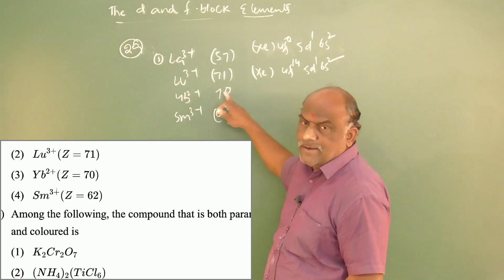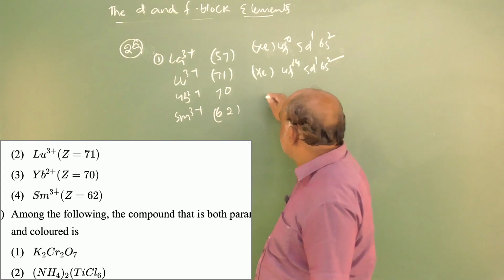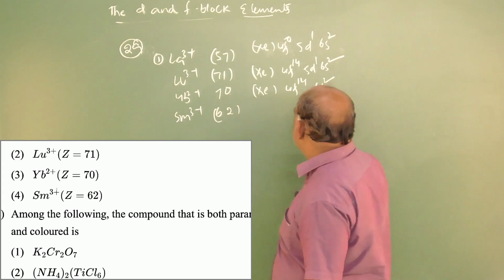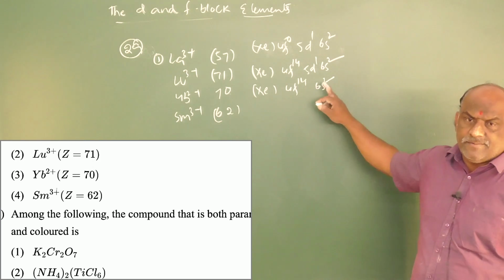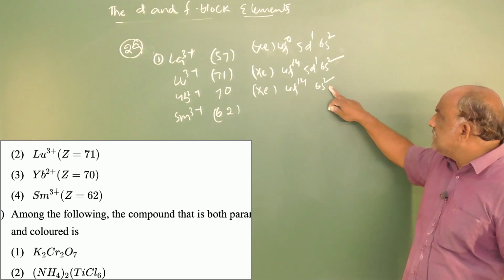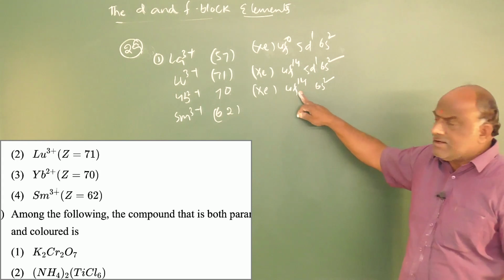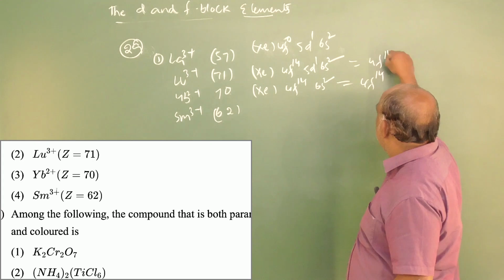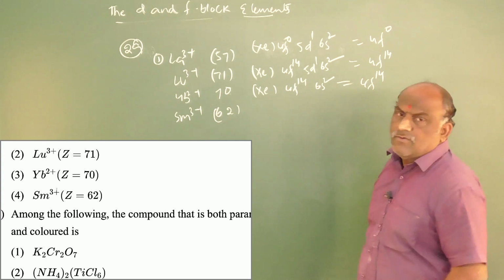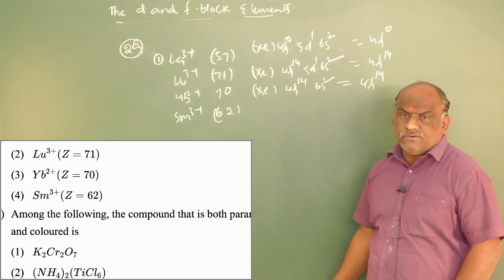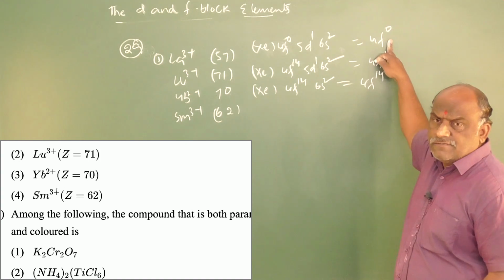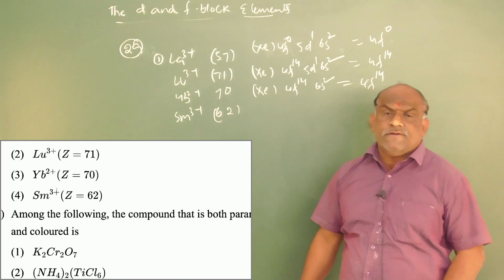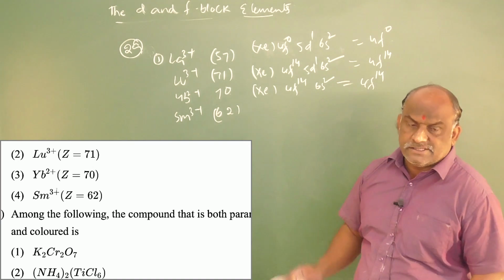Coming to ytterbium 2+, the configuration is xenon 54 4f14 6s2. Removal of 2 electrons from this, here also we get a stable electronic configuration, 4f14. For La3+, the configuration is 4f0. The 4f0 and 4f14 configurations are diamagnetic substances. Those with unpaired F electrons are considered paramagnetic substances.